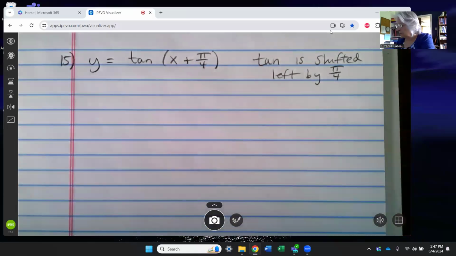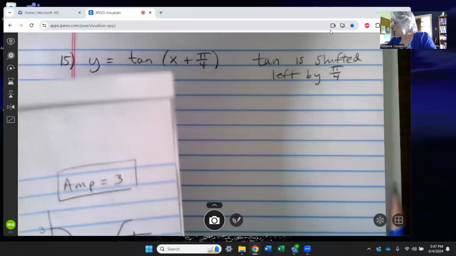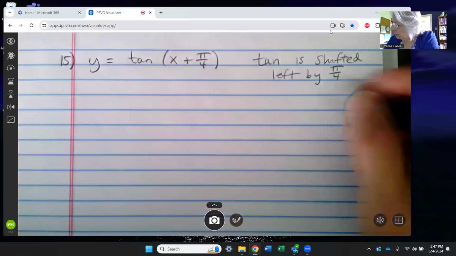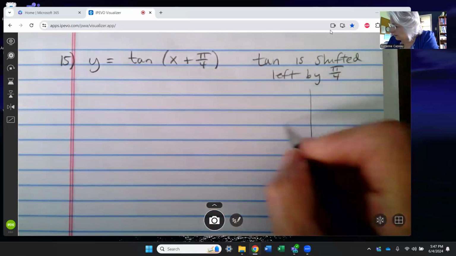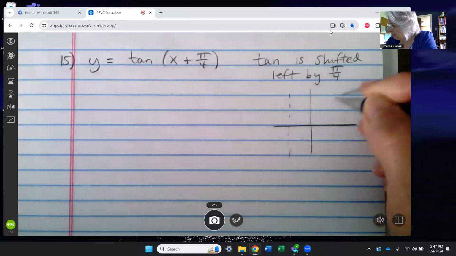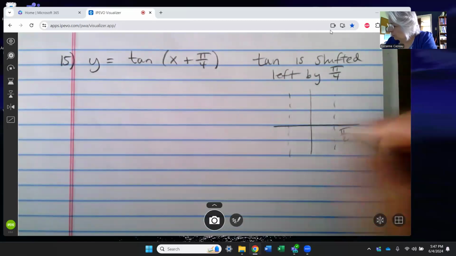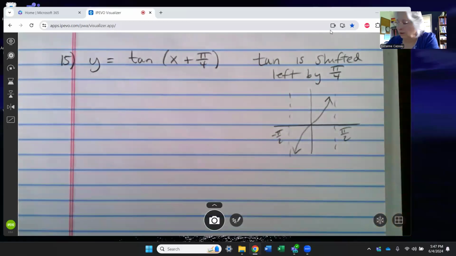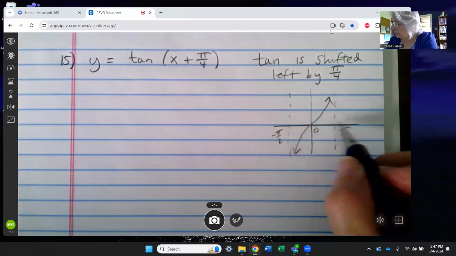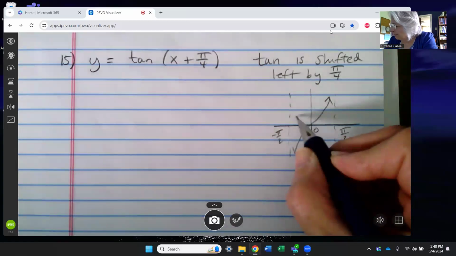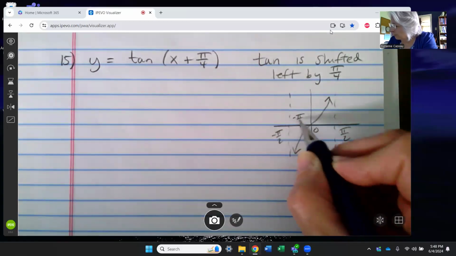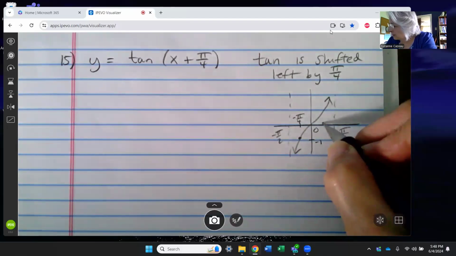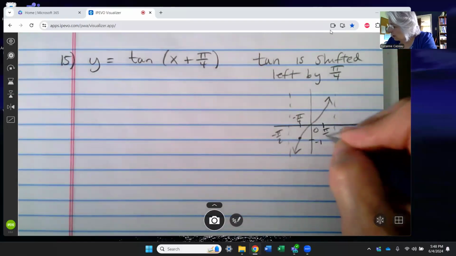Didn't we do one like this earlier? I thought we did. Well, no matter. So first thing I want to do, you know what the tangent looks like. It looks something like this. This is pi over 2, and this is negative pi over 2, and it's doing this. Okay, there's your tangent. And so this is negative pi over 4, negative 1. And this is pi over 4, 1.